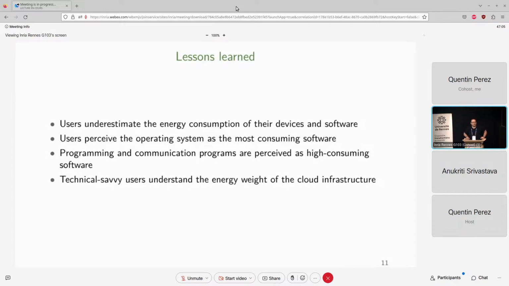Also, all the programming tools like the Eclipse IDE, and communication programs like Zoom or Teams, are perceived as high consuming because they use a lot of RAM and they lag on the machine. But they understand that the energy consumption is not just on their device, because they were using online resources, and all the cloud infrastructure has a big impact on energy consumption.